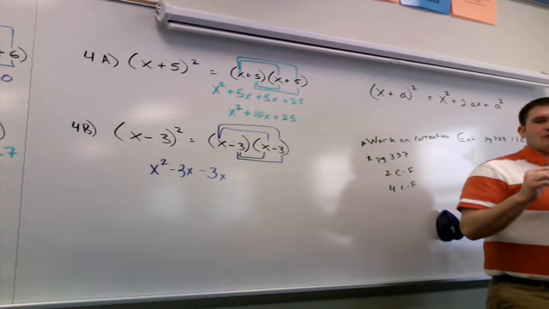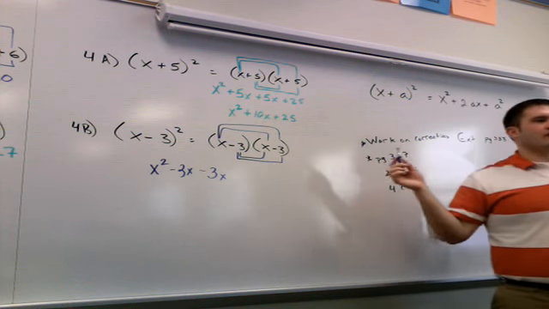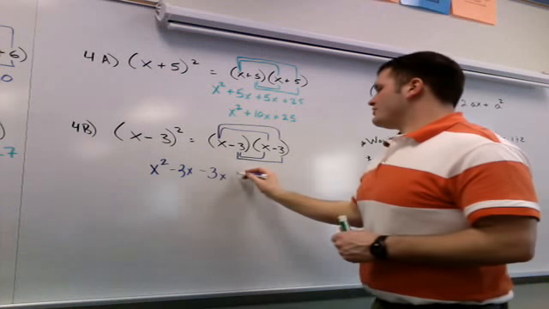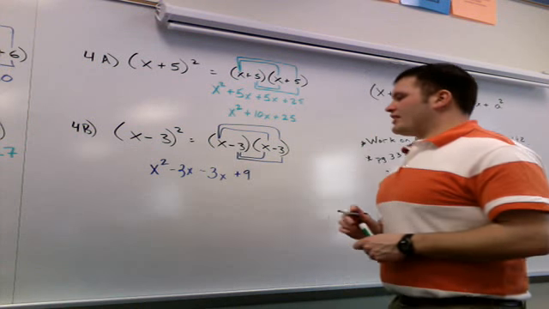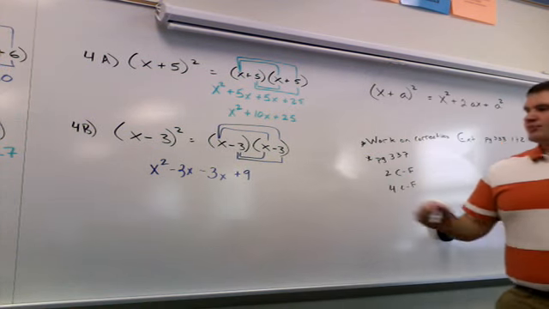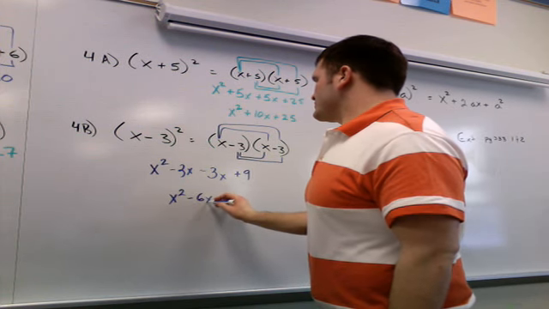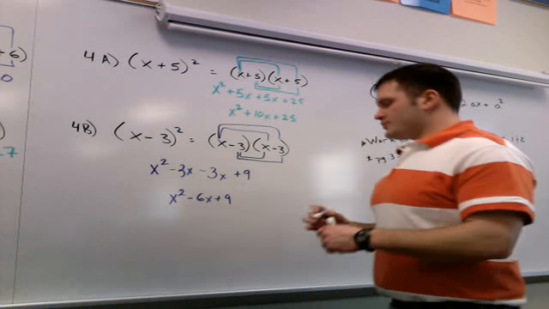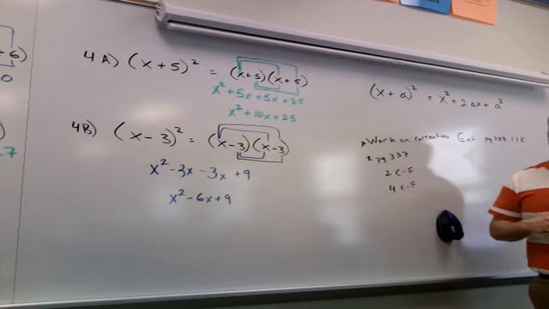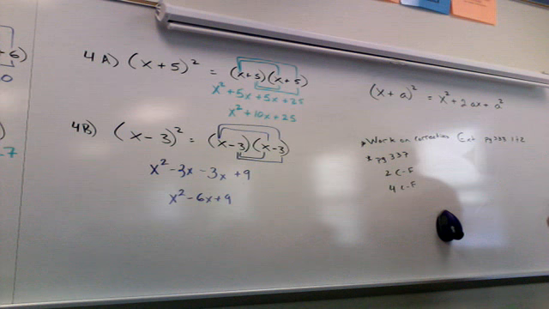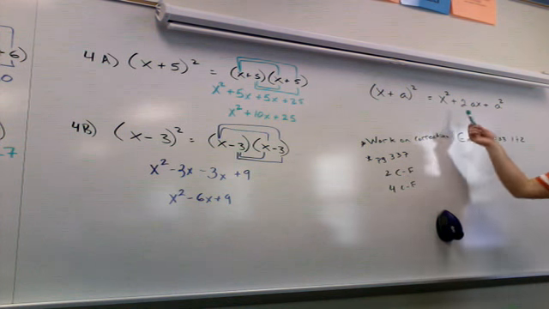It's not negative 6 because we're multiplying. What's negative 3 times negative 3? Positive 9. Negative times a negative is a positive. So we can combine our x's again. So we get x squared minus 6x plus 9.